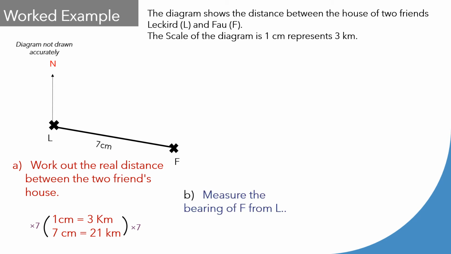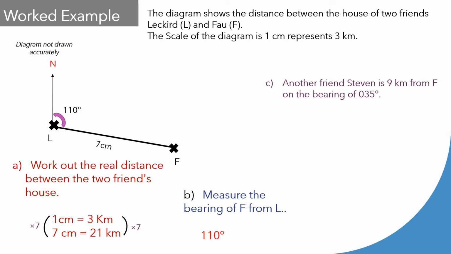Now question number 2 says measure the bearing of Pfau from Leckert. Now this is a very simple question. In this I'll just use my protractor, put it on the diagram, and then just try to find out the bearing or the angle. So it is 110 degrees. Okay, and I simply write 110 degrees as the bearing of Pfau from Leckert.